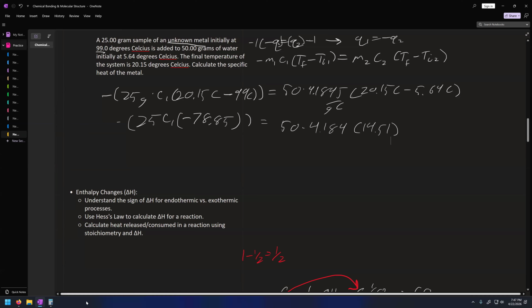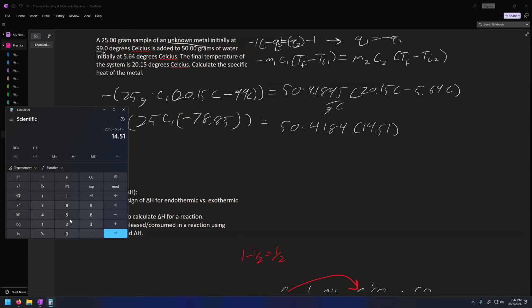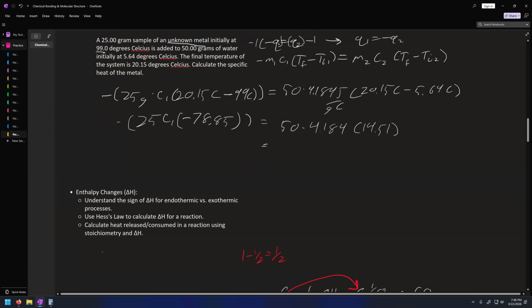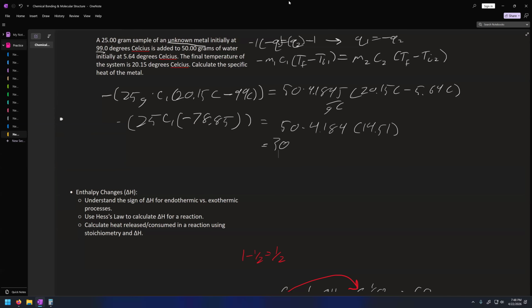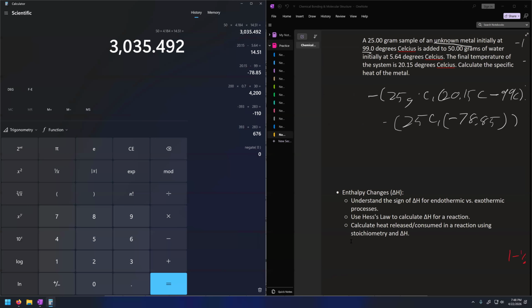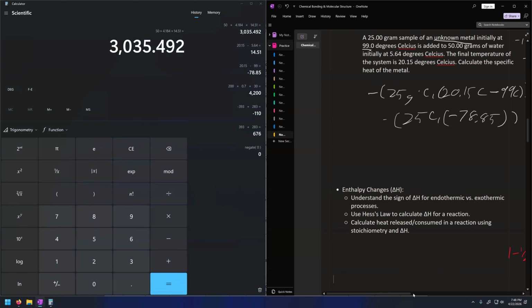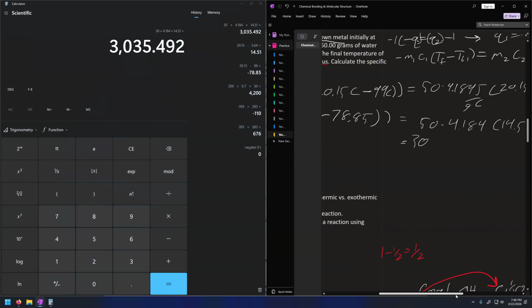I can multiply all those values together. That'll simplify things a little bit over there. 50 times 4.184 times 14.51. That's going to give me 3035.492. We'll take care of the sig figs at the end.